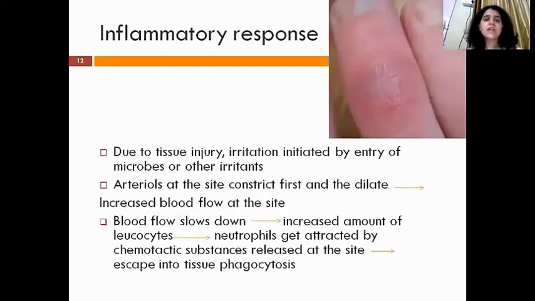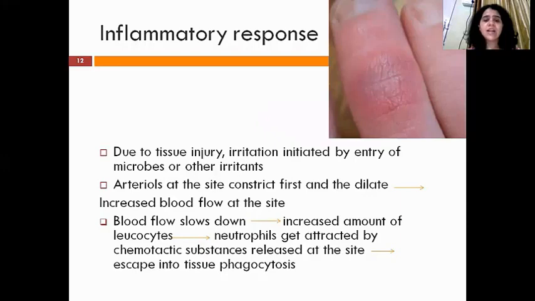And next internal defense mechanism is the inflammatory response. Whenever you have some injury, usually irritation takes place because the microbe has entered due to a cut or wound or any kind of sting. Once that microbe has entered, the arterioles will first constrict. Why do they constrict? Because if there is any bleeding or cut, the body has to first stop the flow of blood. That's why all the arterioles contract initially, and once the blood stops, then they dilate.